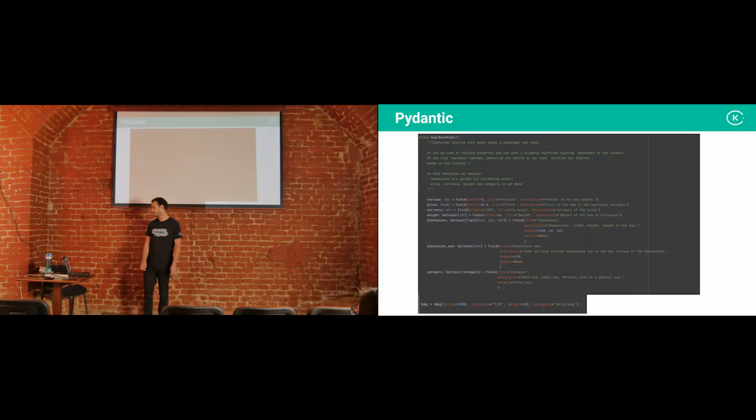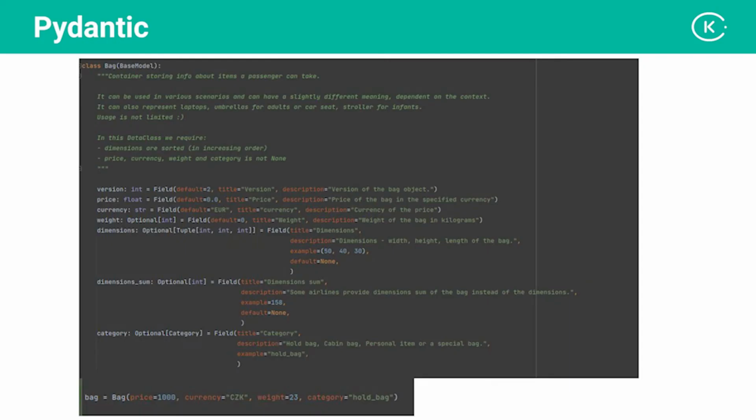Here I will introduce Pydantic. Pydantic is a library where you can define models, and for each field you define its type by normal typing annotations. You can also define default values, examples, descriptions, some validators, etc. And then you get a model and you work with it as with a normal Python object.